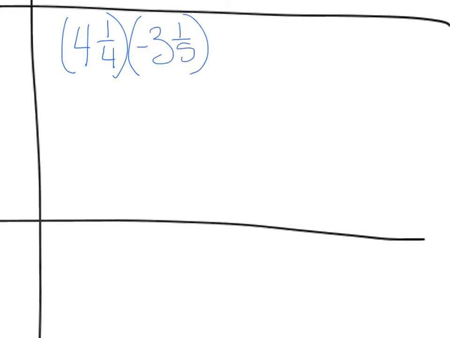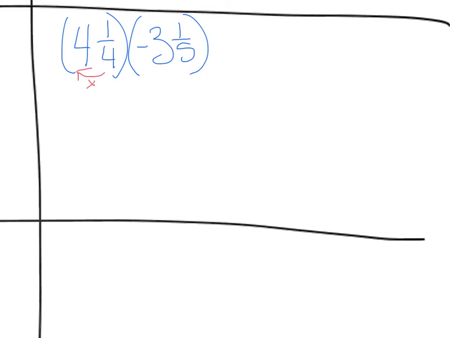Okay, let's look at some that have mixed numbers now. First one, if I have 4 and 1/4 times negative 3 and 1/5. That first step, which we haven't had to do yet, told me that I needed to change any mixed numbers into improper fractions. So I need to change 4 and 1/4 into an improper fraction. Remember, that's where we do this circle.